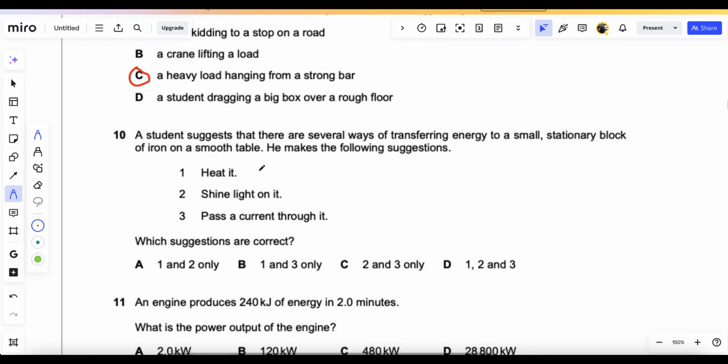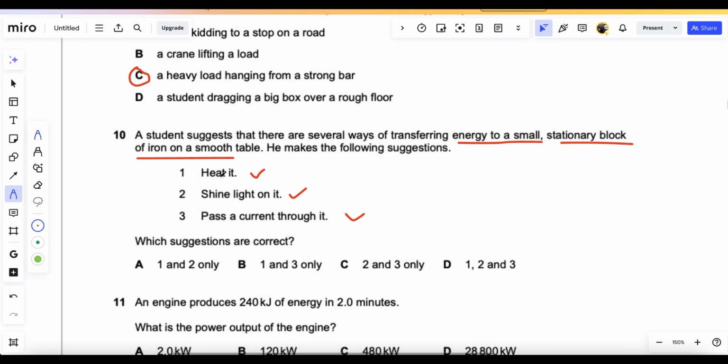You want to transfer energy to a small stationary block of iron on a smooth table. So you heat it, yes. Shine light on it. Pass a current through it. Let's see what the student suggests: that there are several ways of transferring energy to a small stationary block of iron on a smooth table.